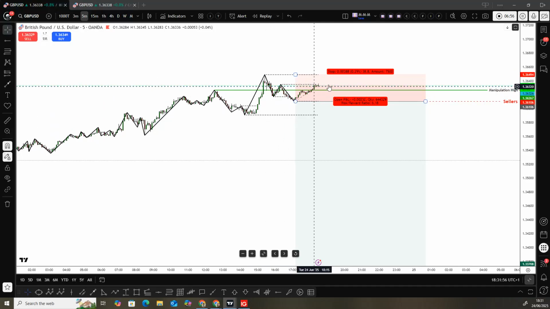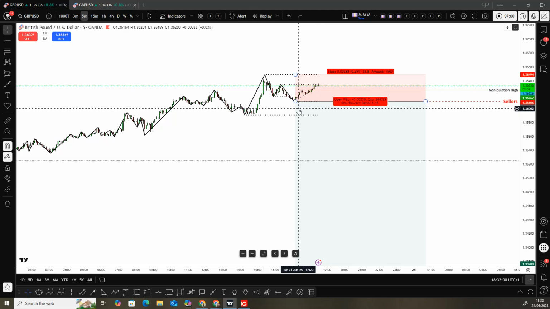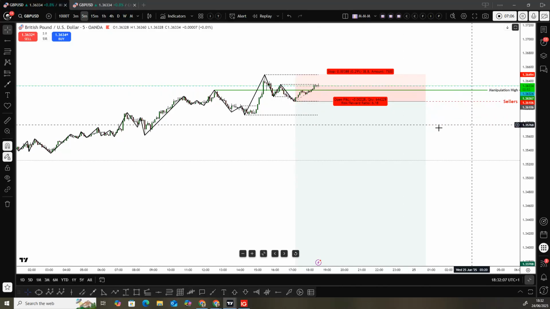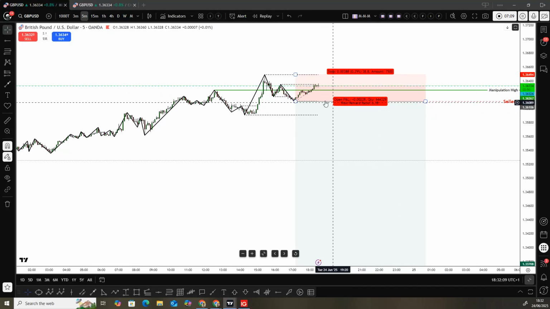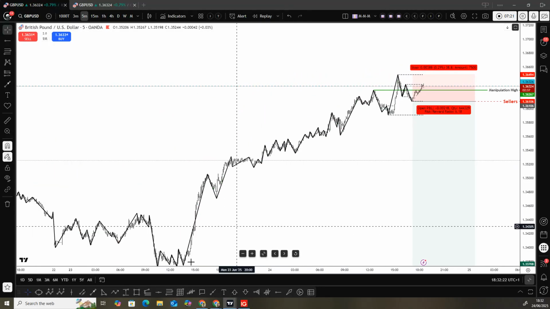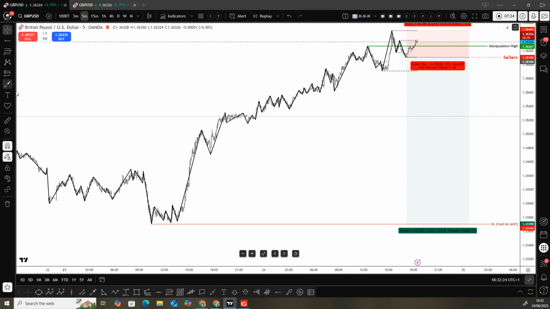If I take a short here, I have a valid reason because of this ABC down, and also a break of this midpoint, which is the structure. But the confirmation comes below here, where I now have a higher probability. I'll probably say more than 60% probability that this structural low will be broken. And that is the only structural low before this point, there's nothing below it.